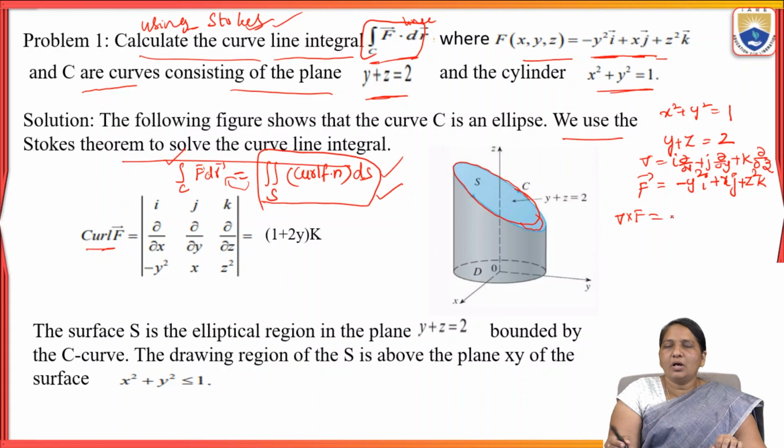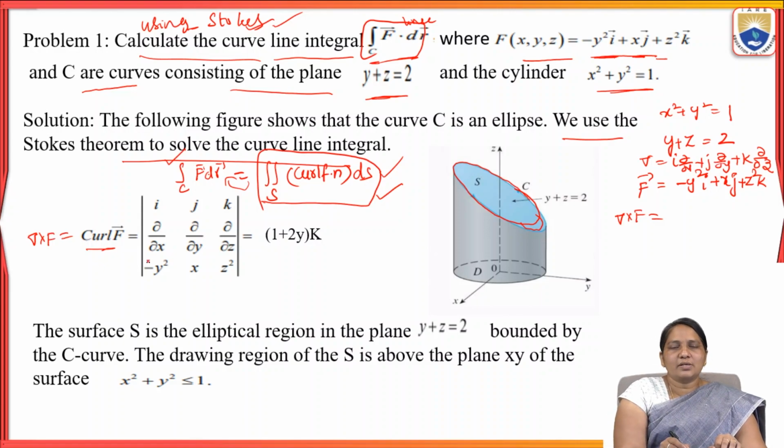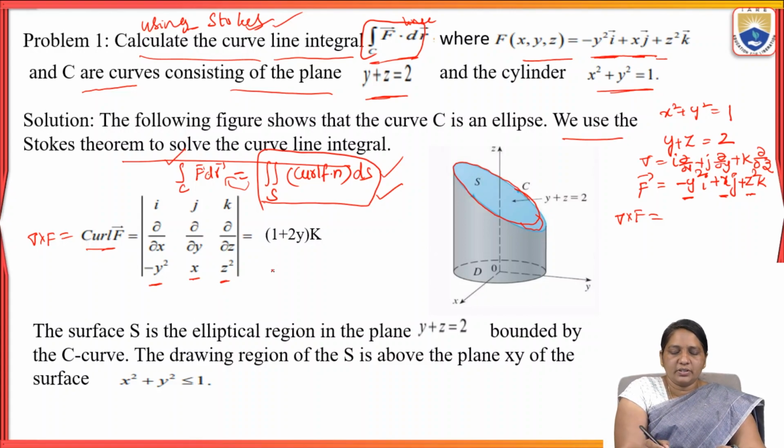So now I am doing the cross product here. Del cross F is nothing but curl F. So curl F equals, first we take i, j, k, del by del x, del by del y, and del by del z. Here the i coefficient of F is minus y squared, the j coefficient is x, and the k coefficient is z squared. So i j k, del by del x, del by del y, del by del z, and here minus y squared, x, z squared.